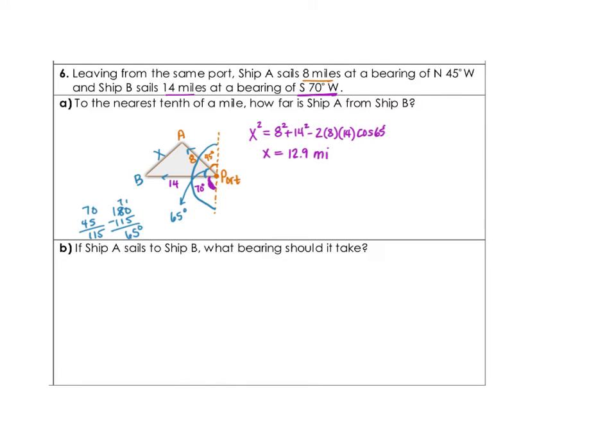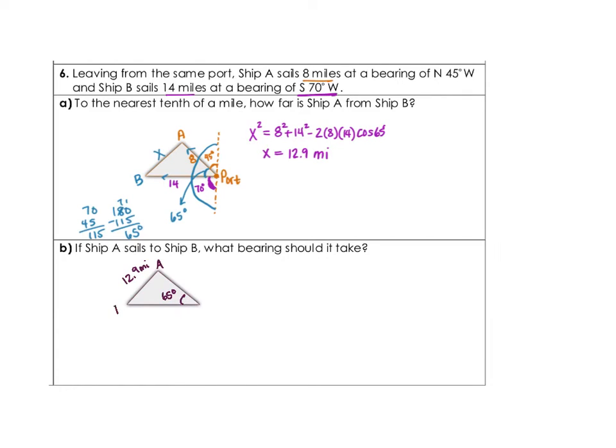Now in part B, we're asked to find the bearing that ship A should take in order to get to ship B. Now we're going to use our law of sines here, and keep in mind with the triangle that we have, I'm just going to redraw that with some of our information, not everything we have drawn up there. But we already know this angle inside here is 65 degrees. We found that. And then we found that other side over here, the distance from A to B is 12.9 miles. So that's what's telling me that I can use our law of sines.